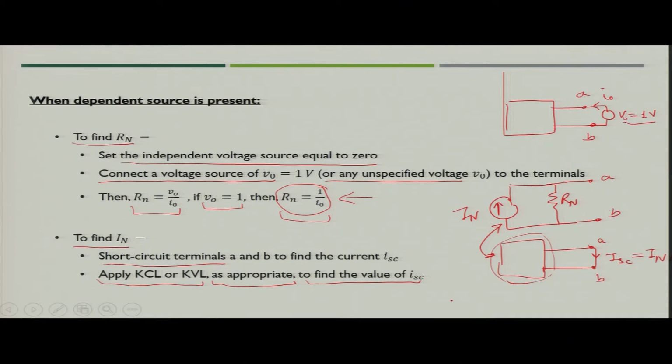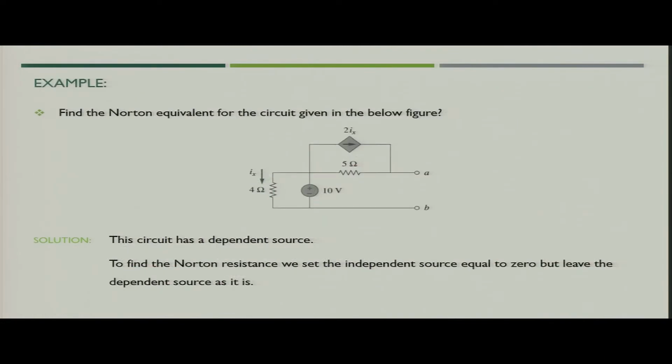So, how will we do this? Let us take one example so that we can understand this concept clearly. Suppose the circuit is as we see in the figure, and we need to find the Norton's equivalent. If you see the circuit, there is one dependent current source and one independent voltage source. The value of the dependent current source is 2Ix. Ix depends upon the current flowing through the 4 ohm resistance.